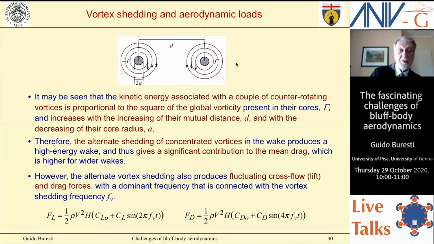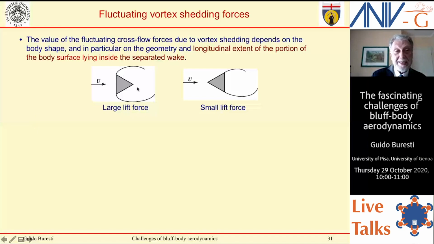Obviously, vortex shedding also produces fluctuating cross-flow and drag forces, and the frequency is the same as the vortex shedding frequency for the lift, and twice that for the drag. Obviously, the fluctuating cross-flow forces depend on the shape of the body, in particular on the dimension of the longitudinal extent of the body which is inside the wake. So this body will give you a large lift force, this a small fluctuating force.